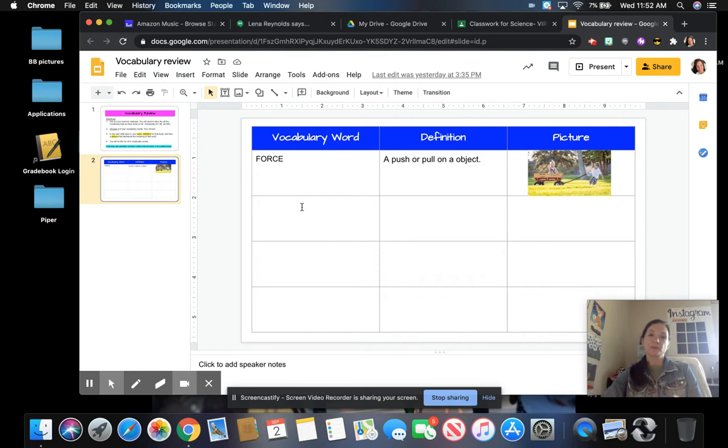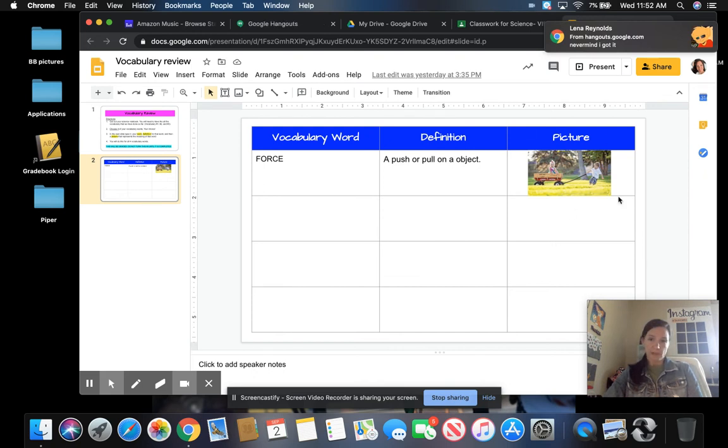So for example, right here where I wrote force, this is not on the slides that you see. These are all blank, but I'm showing you an example. So the vocabulary word that I chose is force. So I'm going to write the definition on this side, a push or a pull on an object. Then you need to get a picture from the internet. It doesn't matter what picture you choose as long as it shows that vocabulary word. So for force, it's a push or pull on an object. So I have a picture of a little boy pulling a wagon.